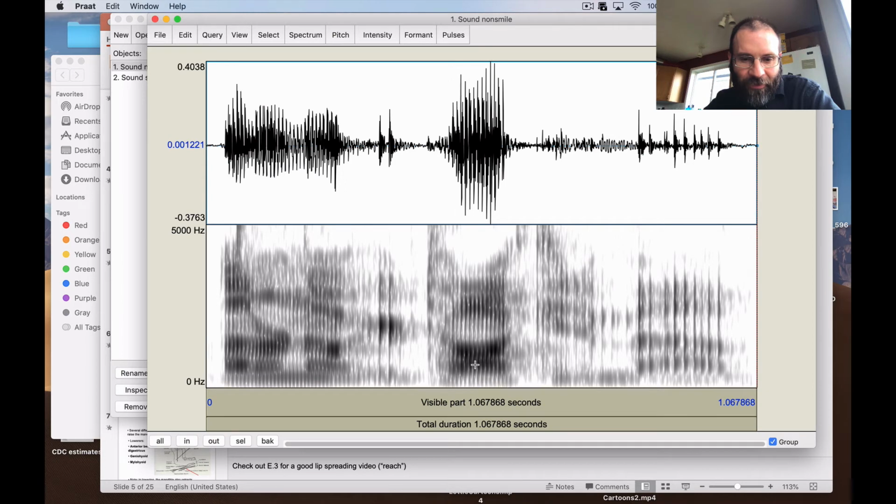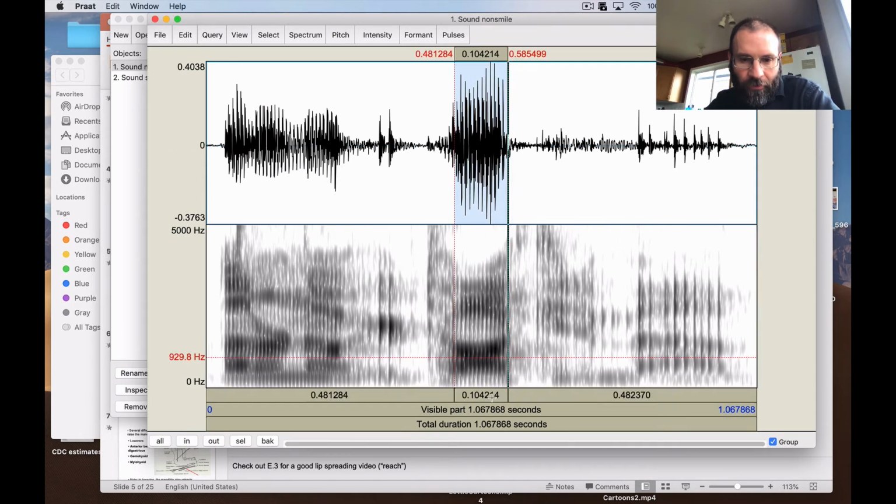But they're good enough. So let's take a look at this. This is a nice, clear set of formants here for the ah and talking. Bok, bok. Right about here.